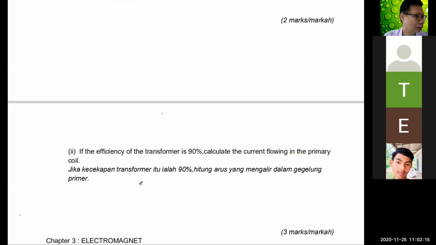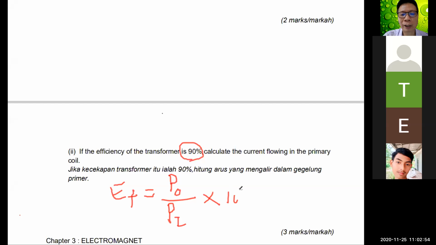This one is the last already. If the efficiency of the transformer is 90%, calculate the current flow in the primary coil. What formula? The formula is efficiency equals output power divided by input power, times 100%. Use this formula to calculate.